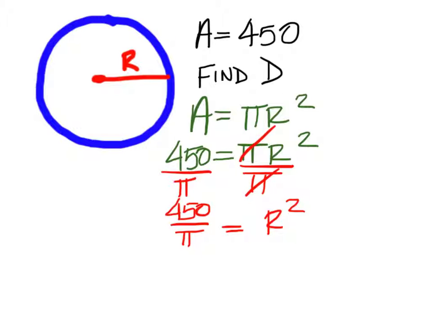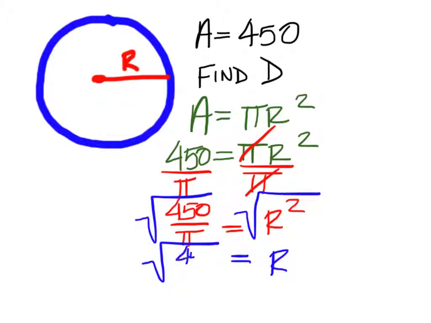What do I do to both sides to get r instead of r squared? Square root. And I'm left with what on the right side? R. On the left side, it's just going to be the square root of 450 over pi. Notice what you're solving for. Diameter. We just found the radius. What do I do to the radius to get the diameter? Times it by 2.